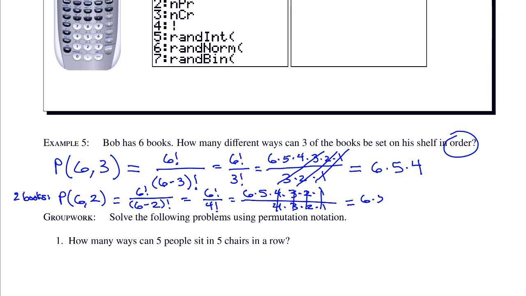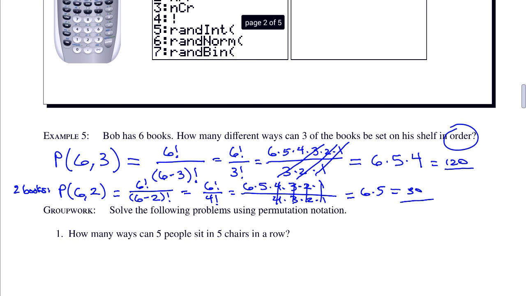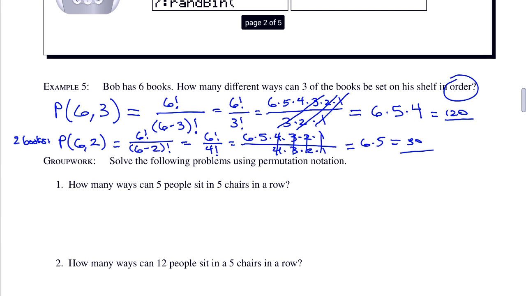30. Okay. That's 120 and that was 30. And you could do this in your calculator as well. If you have your calculator, go ahead and put in 6 NPR 3. And then hit enter, and it should come up with 120.